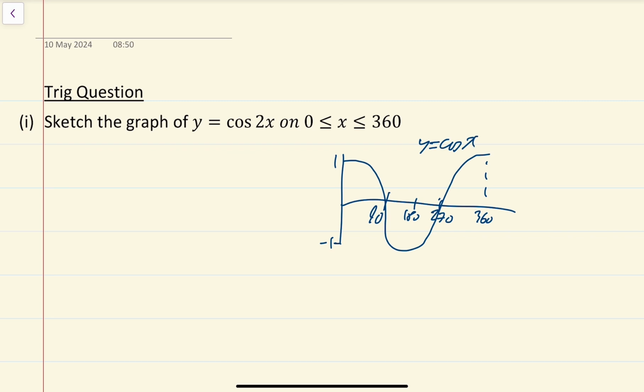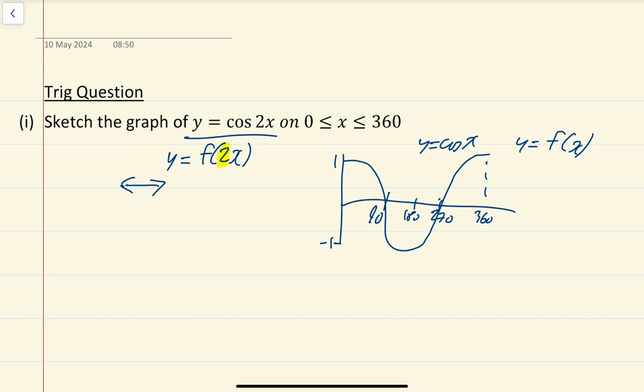Now, consider that to be y is equal to f of x. Then what would this graph be? This would be y is equal to f of 2x. Now, the 2 is inside the bracket. This is a transformation question, and the 2 is inside the brackets, which means it's in the horizontal. Your transformation is going to be in the horizontal plane.